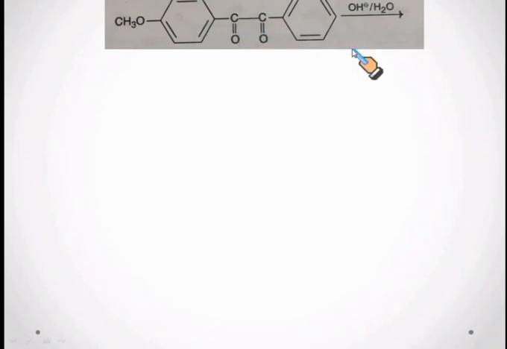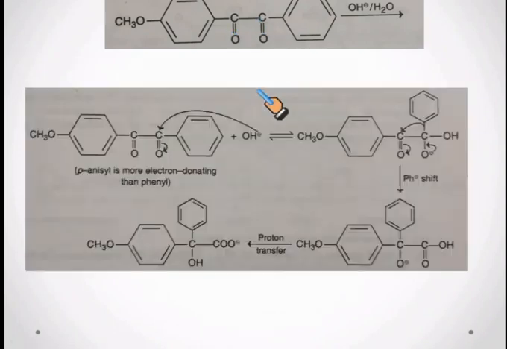When this compound is treated with hydroxide ion, what happens? Due to the plus R effect of the OMe group, this carbonyl carbon is more electron rich with respect to its neighboring carbonyl carbon, that means this carbonyl carbon. So the hydroxide ion attacks this carbonyl carbon and generates an anion, which then undergoes phenyl migration and forms this anion, which then undergoes proton exchange and forms this alpha hydroxy carboxylate anion.